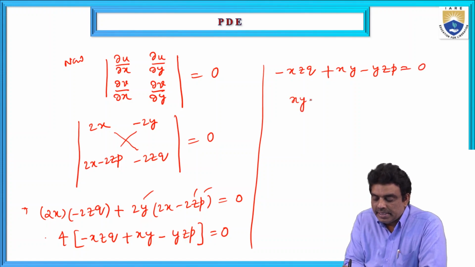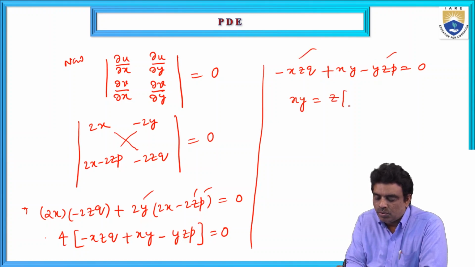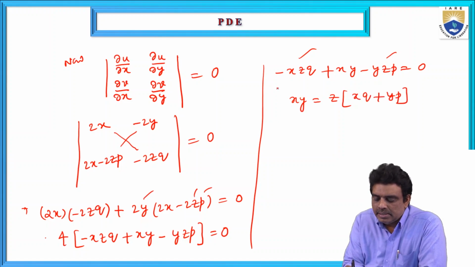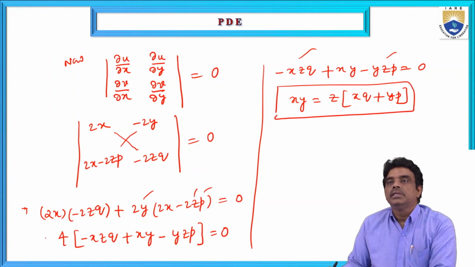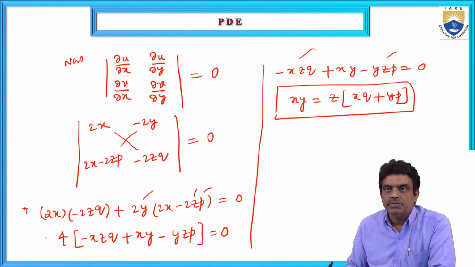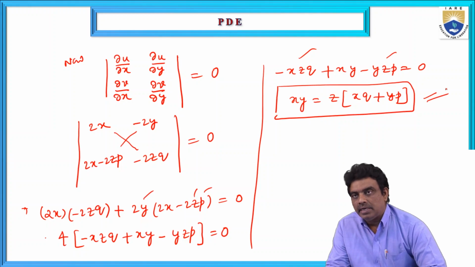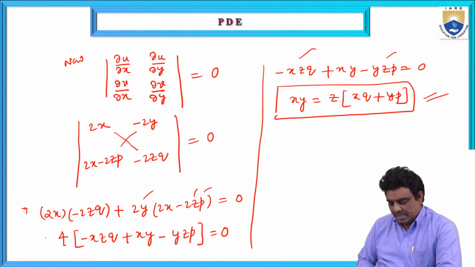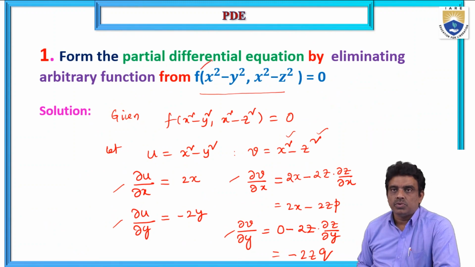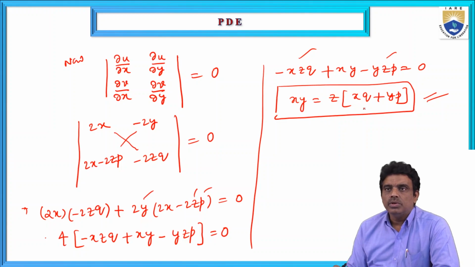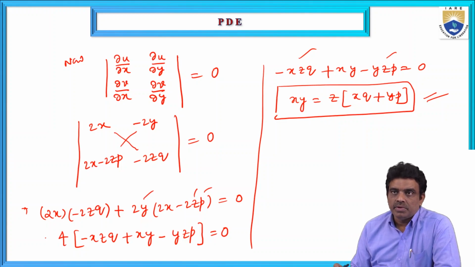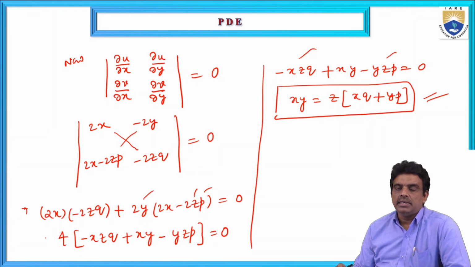Writing the two terms on the right hand side, z can also be taken out, and this is xq plus yp. So xy is equal to z into (xq plus yp), which is the required partial differential equation. In the formation of the differential equation, there is no term f, so it is the eliminant of f, and this is the required partial differential equation by eliminating the arbitrary function f.